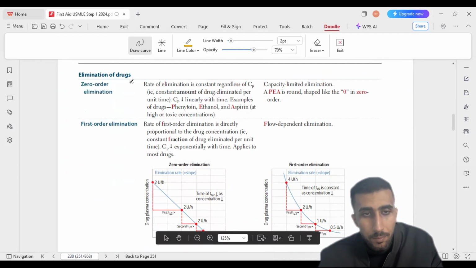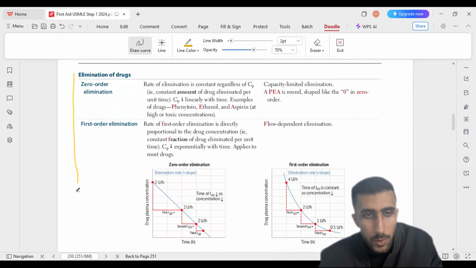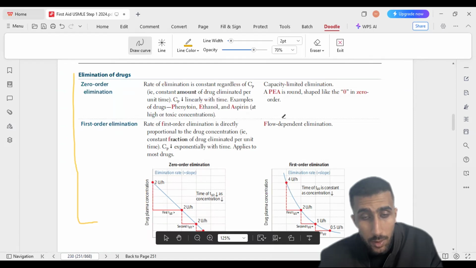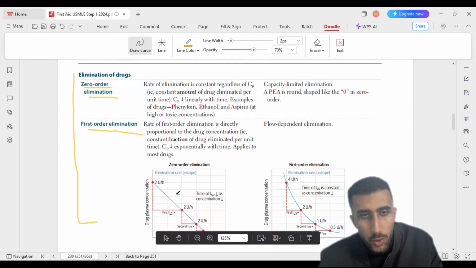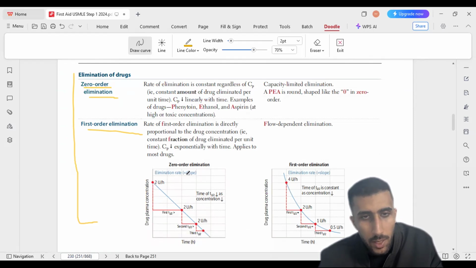So a very high yield topic is elimination of drugs. We're going to concentrate on this topic. Elimination of drugs is going to be in two styles, either zero order elimination or first order elimination. When we talk about zero order elimination, this means the rate of elimination is constant regardless of the Cp, which is the concentration in the plasma. It just means that whether you put 100 grams of the drug in the plasma, it is the same as 1 milligram.